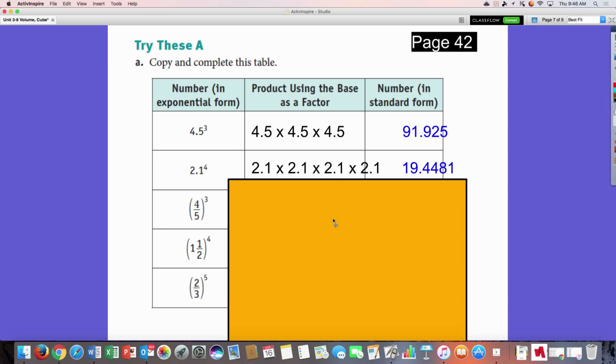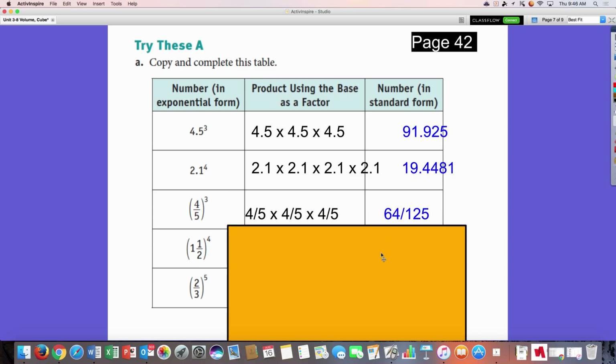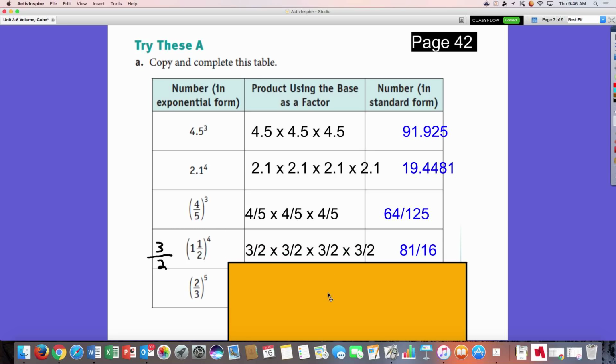2.1 times 2.1 times 2.1 times 2.1. And that equals 19.4481. We love fractions. 4/5 times 4/5 times 4/5. 64 over 125. Remember, you're multiplying straight across. This one, I hope you didn't get tricked. You had to make an improper fraction to multiply those, right? I knew you didn't get tricked. 3 halves times 3 halves times 3 halves times 3 halves equals 81 over 16.